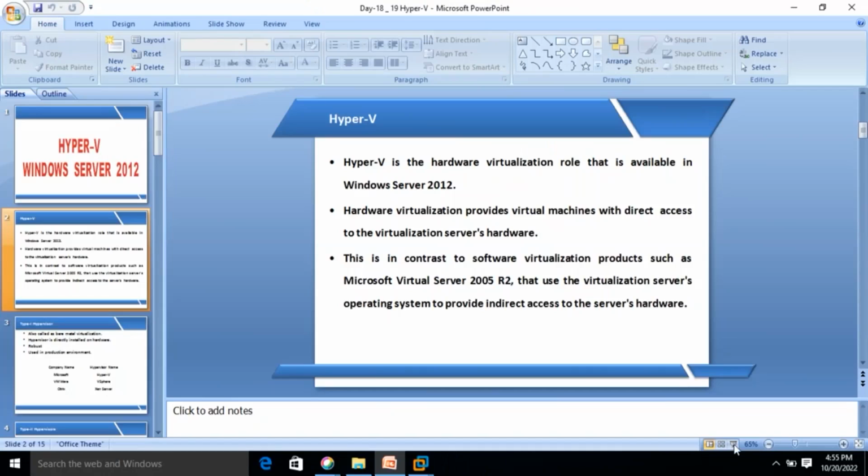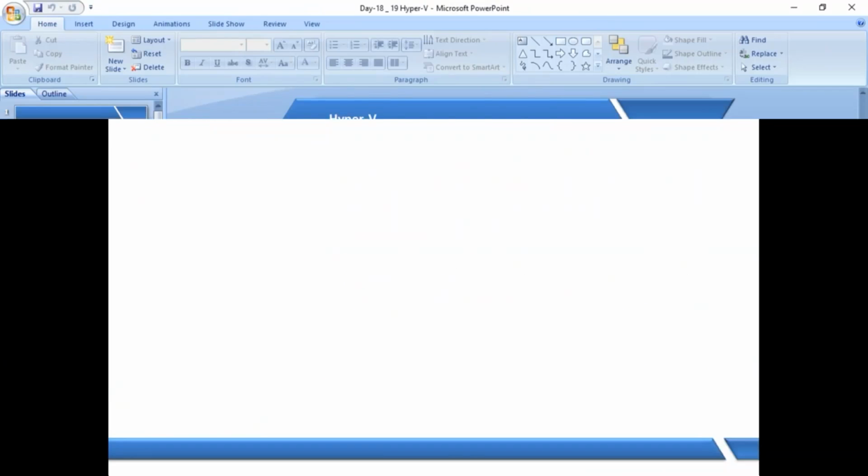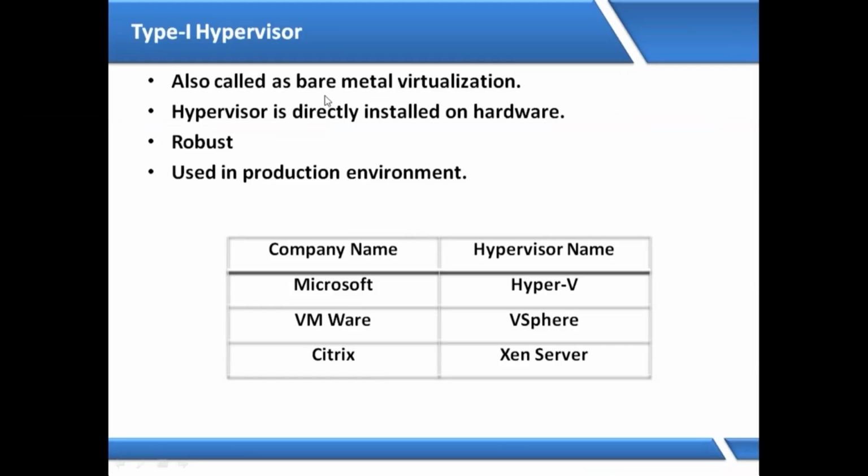So now coming to the first, hardware virtualization. Hardware virtualization is called bare metal virtualization. Because type 1 hypervisor is nothing but hardware virtualization. So we are first talking about hardware virtualization.